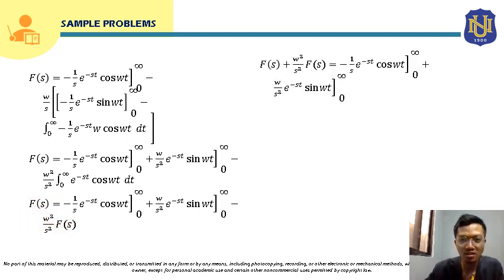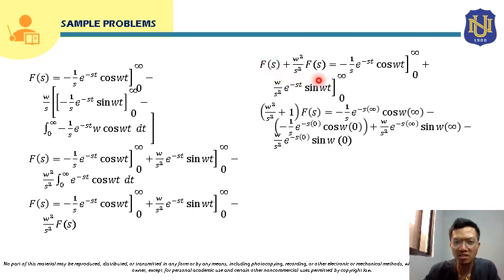Transposing it to the other side, since it is negative w squared over s squared f of s here, if we transpose it, it will become positive. So this will become f of s plus w squared over s squared f of s equal to, we just rewrite this, and then plus, we just rewrite this. After that we can simplify this further. We can factor out f of s here, so this will become w squared over s squared plus 1 times f of s. And this will be equal to, we can now start evaluating this and this from 0 to infinity.